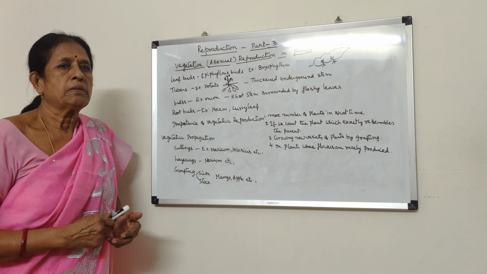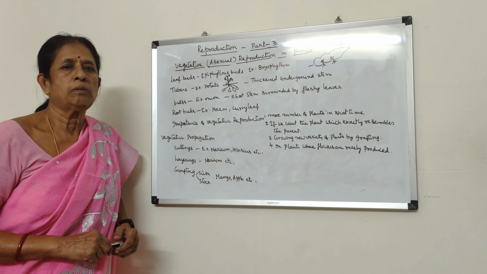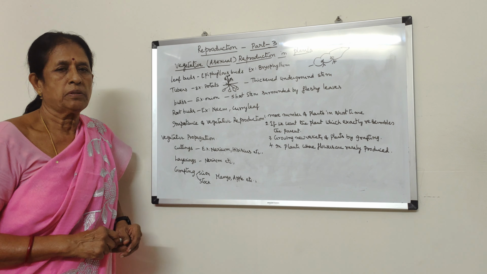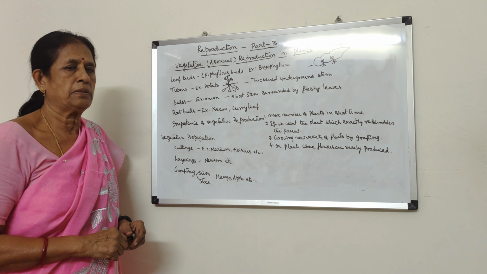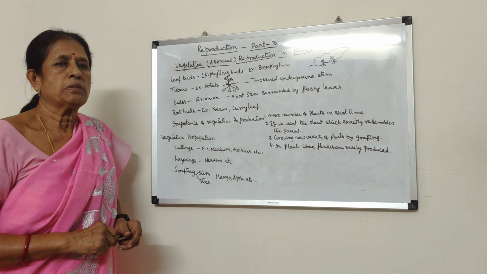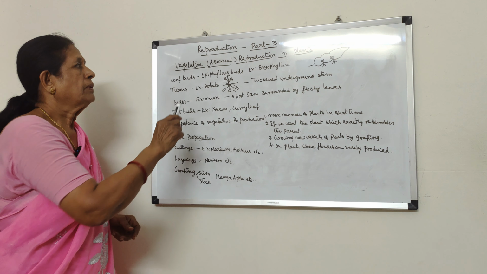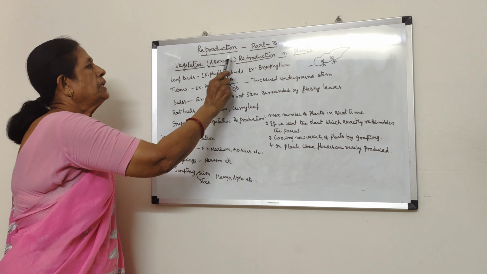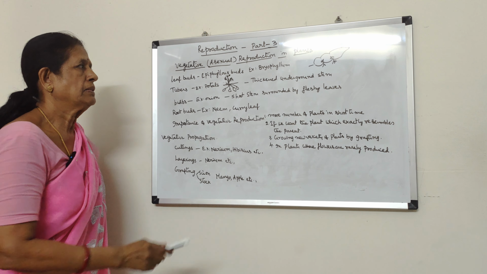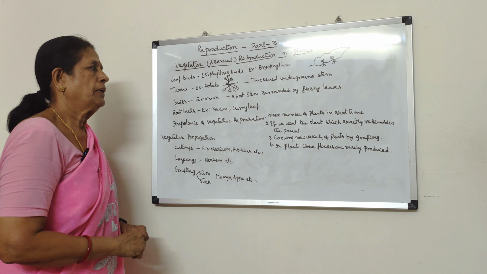In higher plants, there are vegetative parts and the reproductive parts. And the vegetative parts are roots, stem, leaves, etc. And these vegetative parts like roots, leaves, stem, they take part in giving rise to new plant. So that is why it is called vegetative reproduction in higher plants. So vegetative reproduction is the type of asexual reproduction.